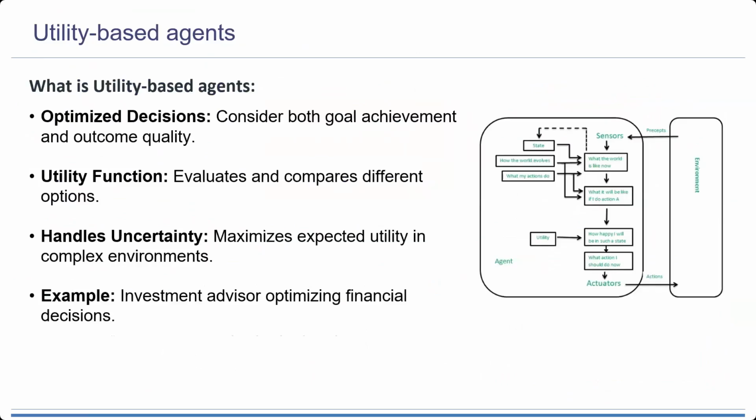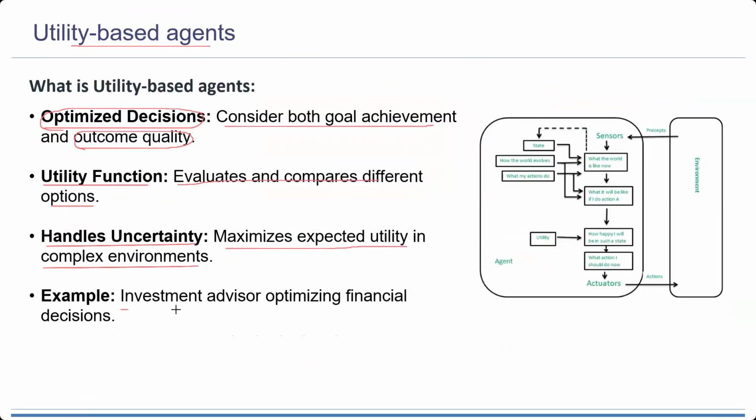Utility-based agent. So we call it the utility-based agent. We have optimized decisions. So the decision is already good. It is for goal achievement and outcome quality. So the quality of the outcome should be high. Utility functions evaluate and compare different options. And it should handle uncertainty. So maximize the expected utility in a complex environment.